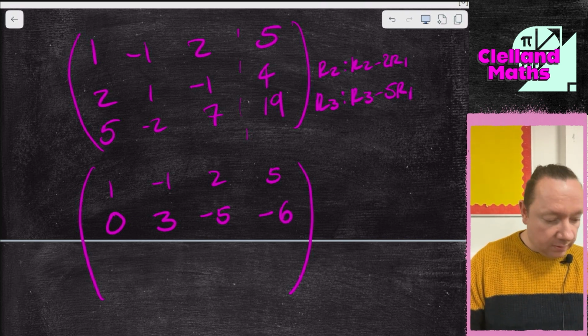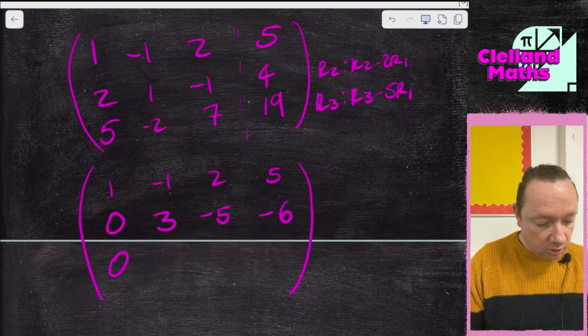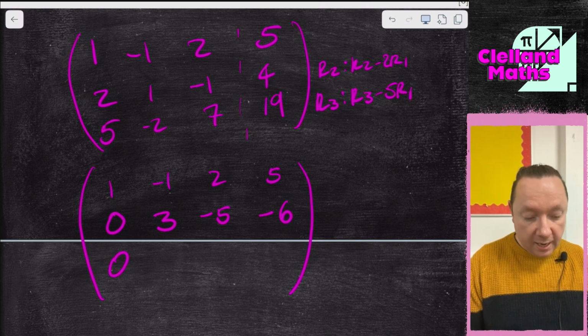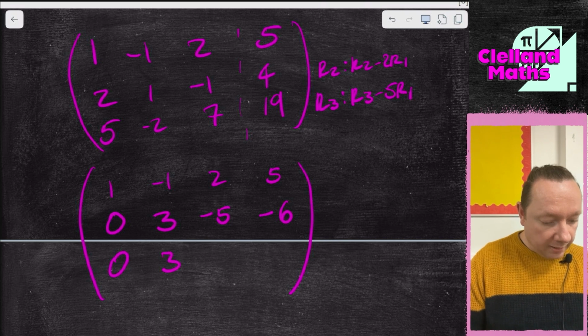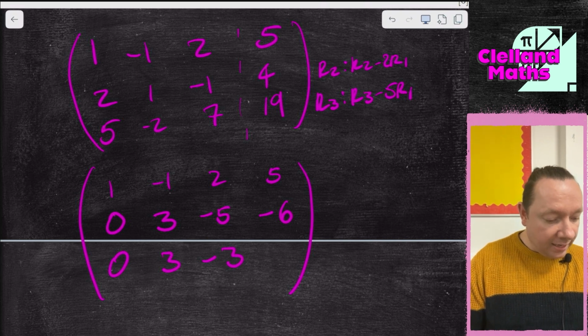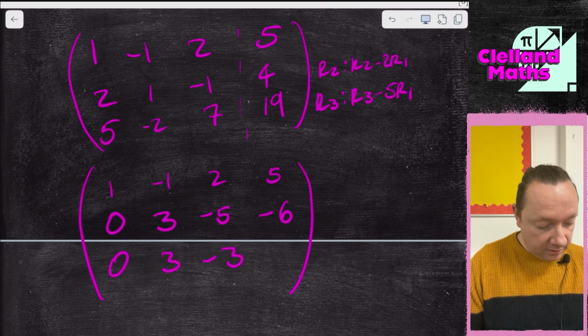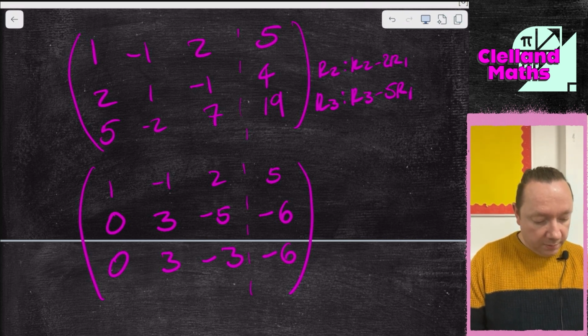And then the bottom one, taking away 5 from row 3, we get 0. Minus 2, and then it's going to be plus 5, which is 3. 7 minus 5 twos is 10, so 7 minus 10 is minus 3. And then 19 minus 25 is negative 6. So now we've got that position.